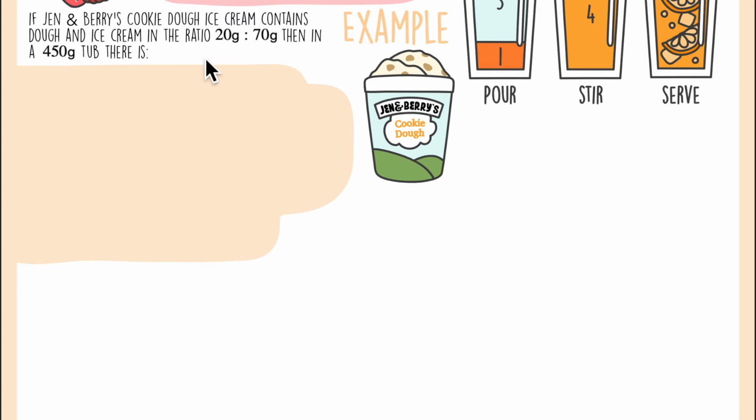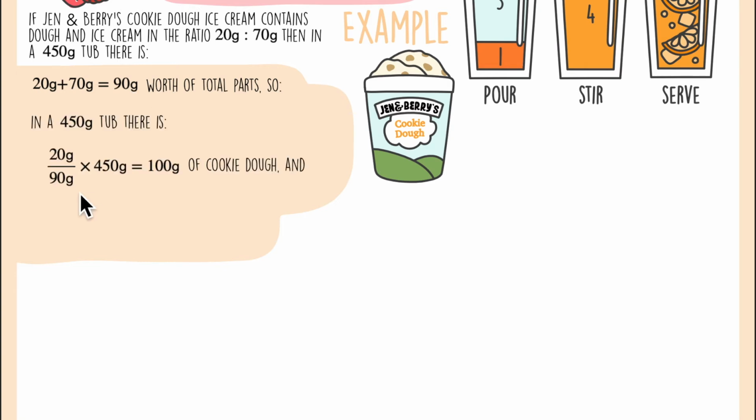Well, just like before, you should ask yourself, what can I learn from this ratio? So just like in the example above, we know that the ice cream is made up of 20 plus 70 equals 90 grams of parts. 20 grams divided by 90 grams, which simplifies to 2/9, of the ice cream is made up of cookie dough. In order to find out how much cookie dough is in this specific tub, we need to times this fraction by the tub's weight and we get 100 grams. Therefore, in this tub, we have 100 grams of cookie dough. Similarly, 70 grams divided by 90 grams, which simplifies to 7/9, of the ice cream is made up of actual ice cream.